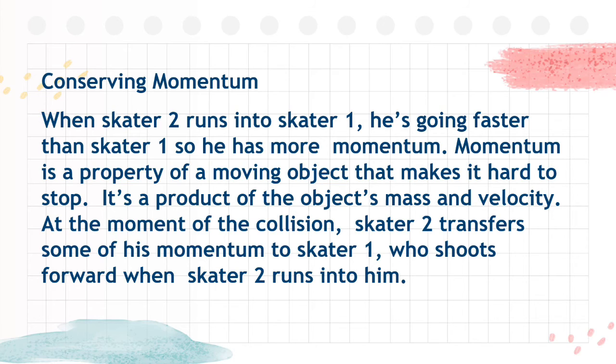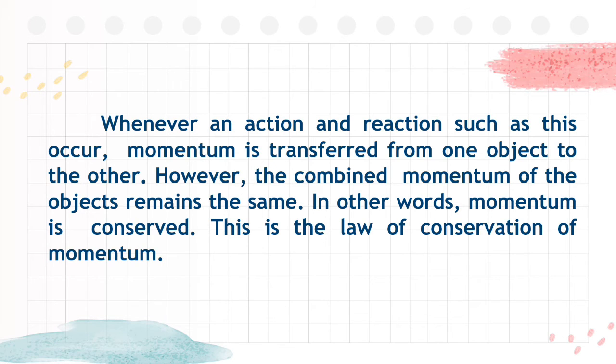At the moment of the collision, skater 2 transfers some of his momentum to skater 1, who shoots forward when skater 2 runs into him. Whenever an action and reaction such as this occur, momentum is transferred from one object to another. However, the combined momentum of the objects remains the same. In other words, momentum is conserved. This is the law of conservation of momentum.